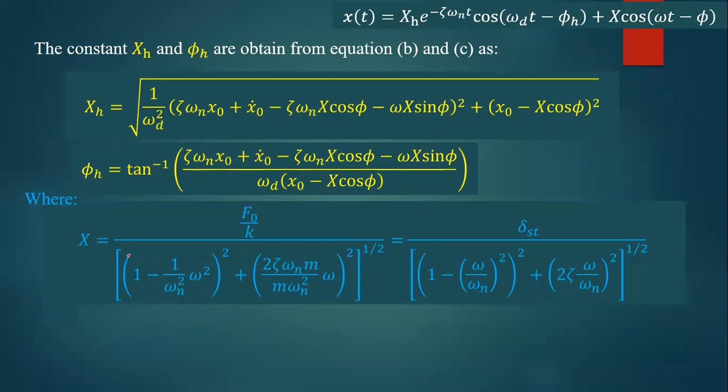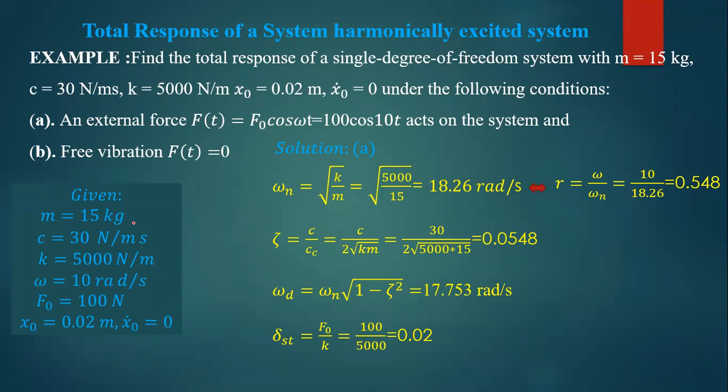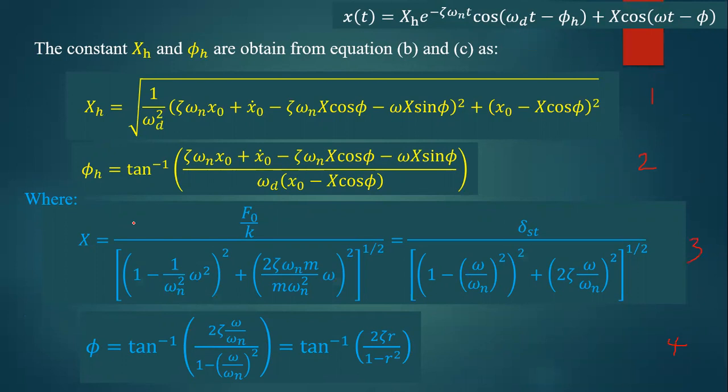Finally, the steady state amplitude X is already known. We derived it in the previous case. And φ for the forcing function, we already found. So equations 1, 2, 3, 4: we have four unknowns and four equations here. So we can now implement these equations for our particular problem.